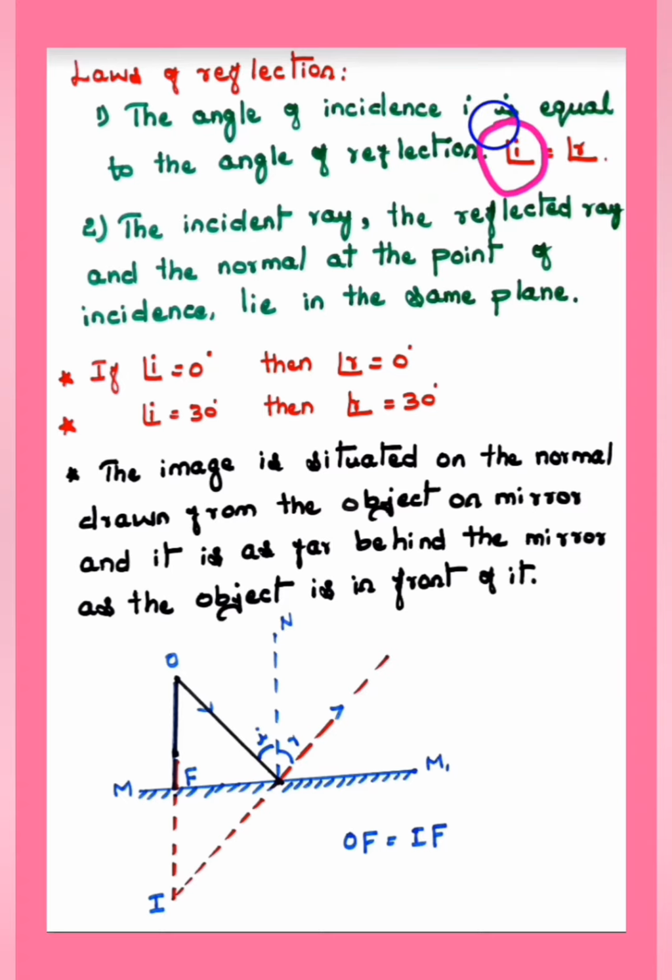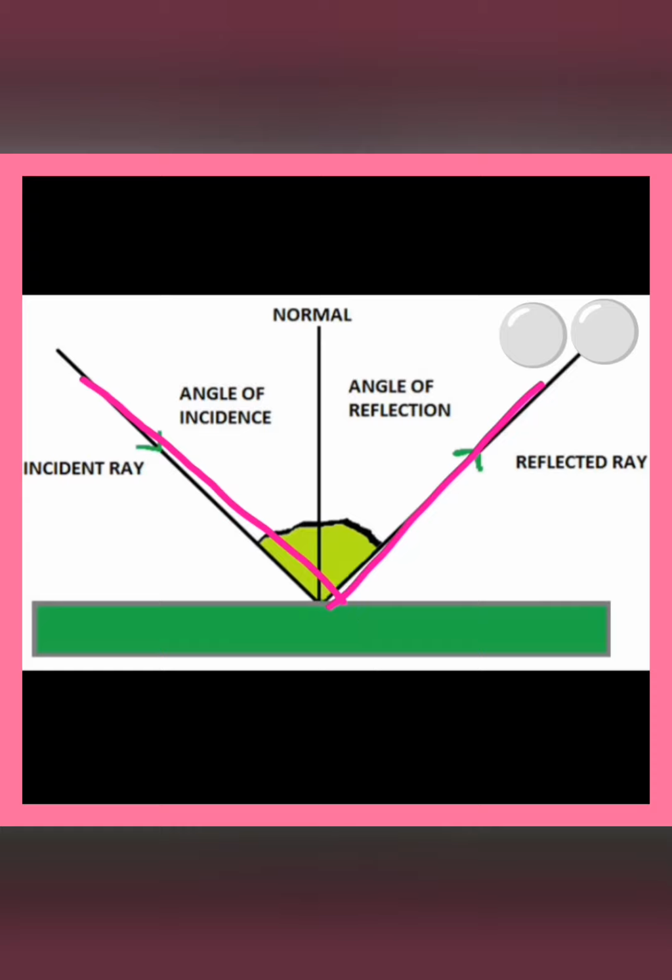So in case of reflection of light, here in this image, this is i, the angle of incidence, and this is the angle of reflection R. According to the first law of reflection, angle i is equal to angle R. The second law is that the incident ray, reflected ray and the normal at the point of incidence all lie in the same plane. This is the second law of reflection.